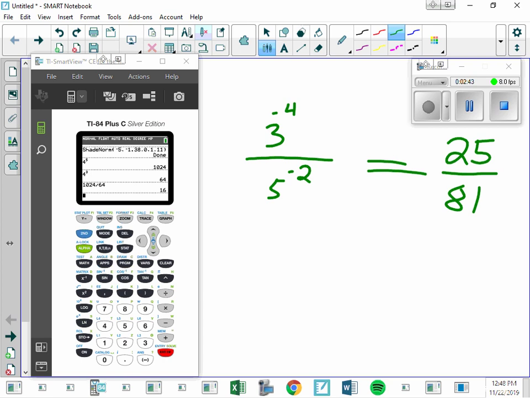Is that going to simplify? No, because 81 is made up entirely of 3s. 3, 3, 3, 3. And 25 is made up entirely of 5s. So there's nothing to cancel.